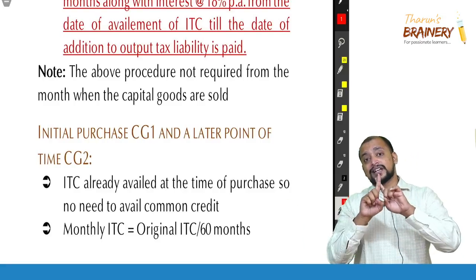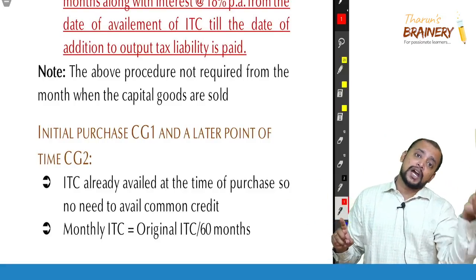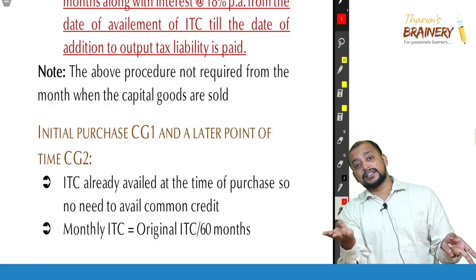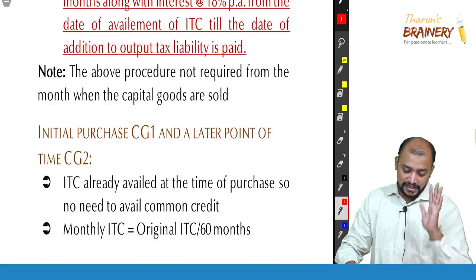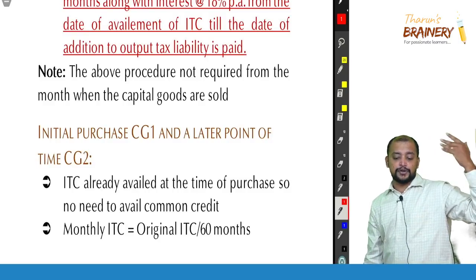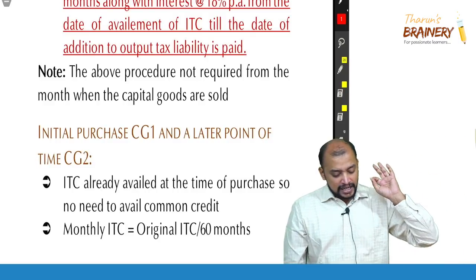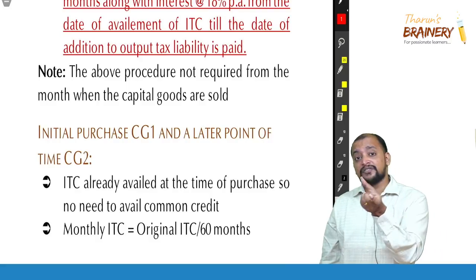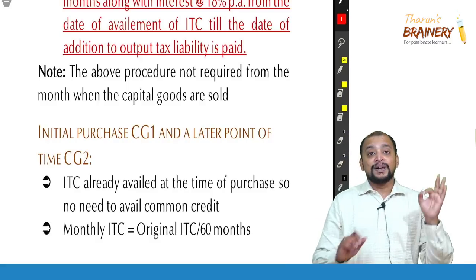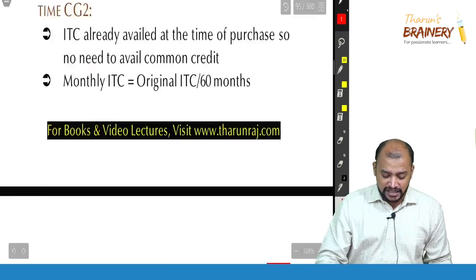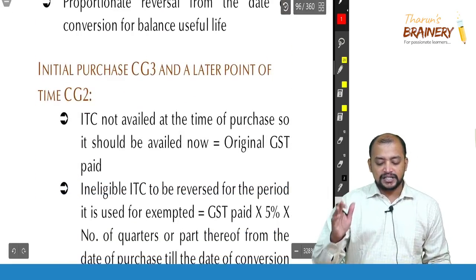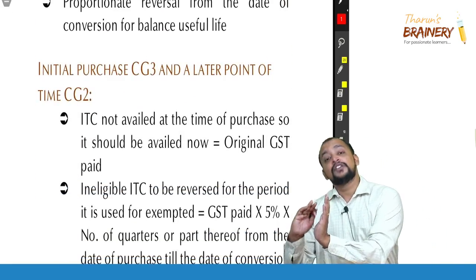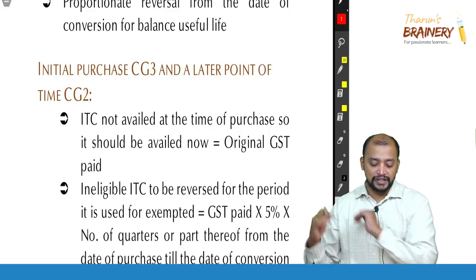So life you consider as 60 months. For example, 2 years you have used. So remaining 3 years, that is 36 months, you need to do the reversal. Please see, all ITC is already availed at the time of purchase. So no need to avail any common credit, but it will be taken for computation of common credit. Monthly ITC equals original ITC by 60 months. Now proportionate reversal from the date of conversion for the balance useful life.